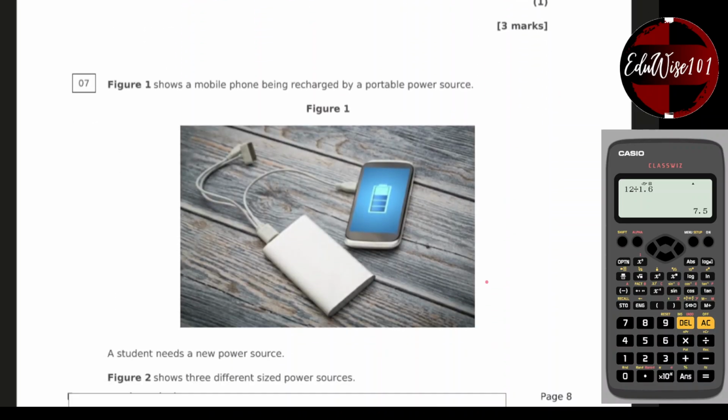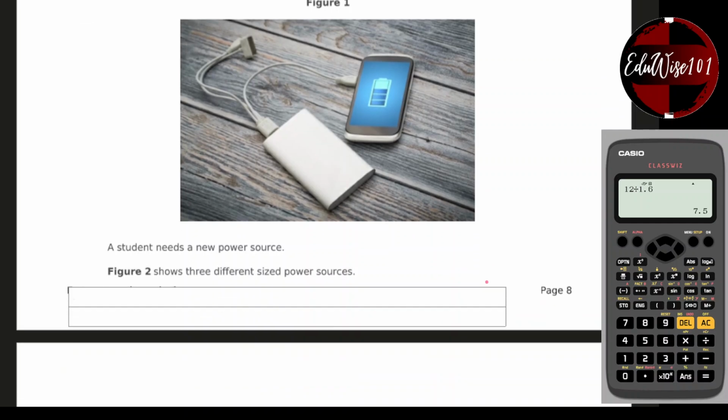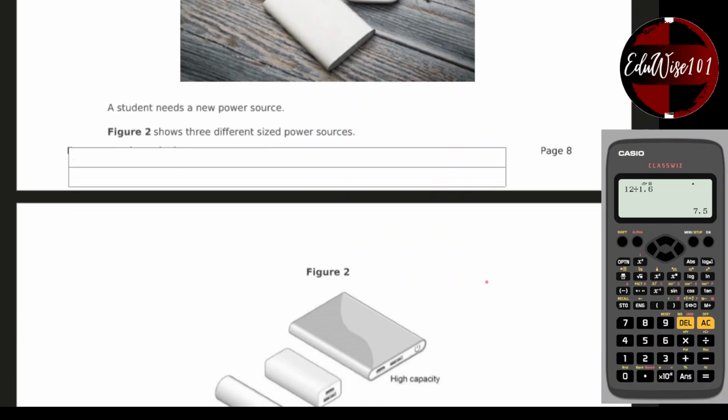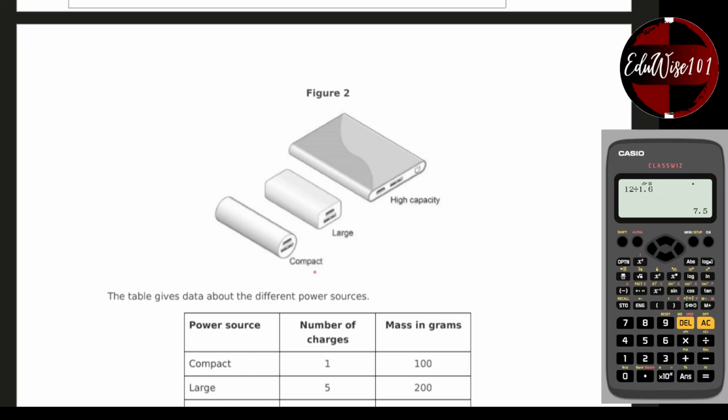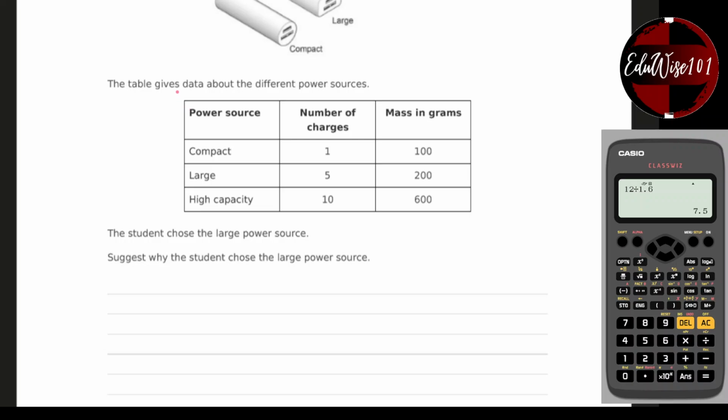Figure 1 shows a mobile phone being recharged with a portable power source. A student needs a new power source. Figure 2 shows 3 different sized power sources. So you have the compact, large, and the high capacity. The table gives data about the 3 different power sources.